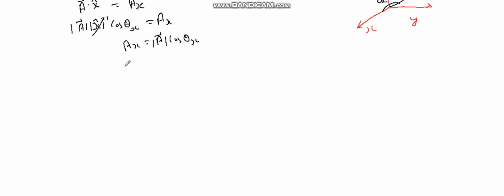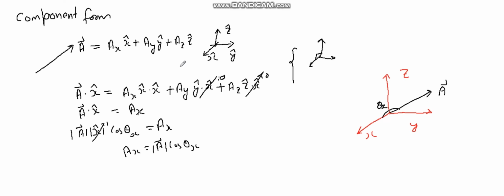Okay, so that means that ax is nothing but the projection of this vector a to the x component. In a similar way, ay will be the projection of this a vector to the y component, and similarly for the z.